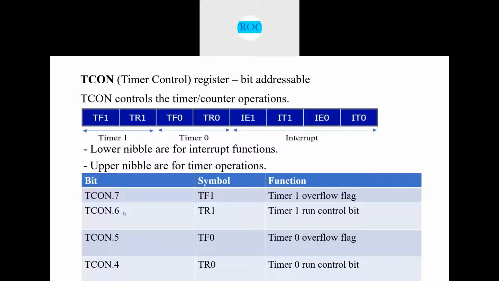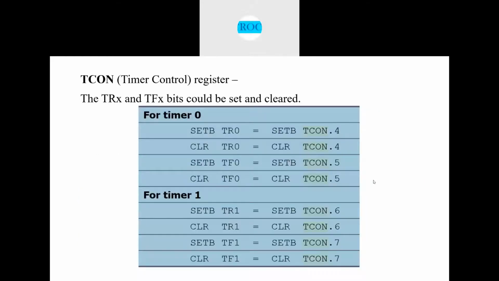As I said, the TCON register is bit addressable. You can directly mention TCON.7, TCON.6, TCON.5, TCON.4 in the instruction itself, because these are bit addressable. You can easily call them by the bits. As I said, the upper nibble is for the timer and the lower nibble is for the interrupt function. Now how to set and clear, how to start the timer bits and how to stop the timer bits?